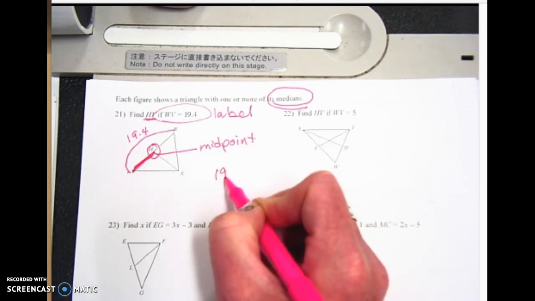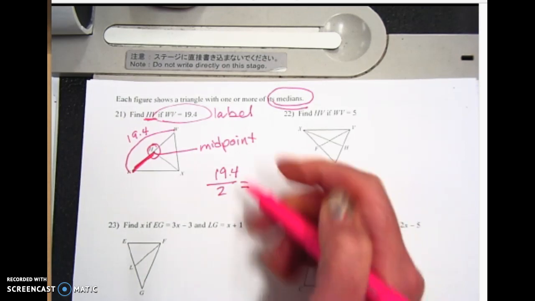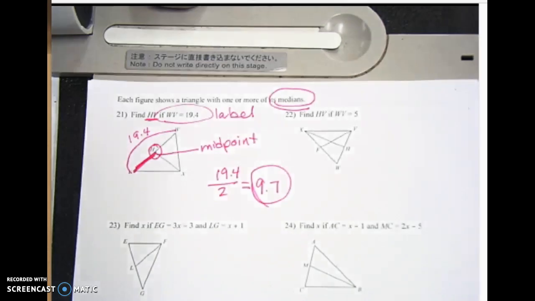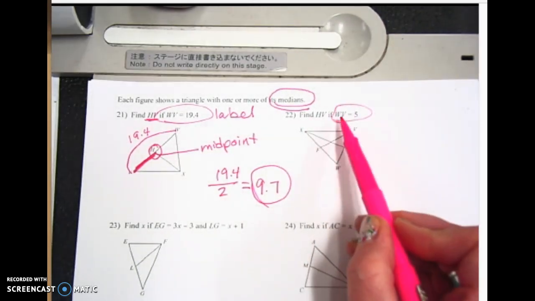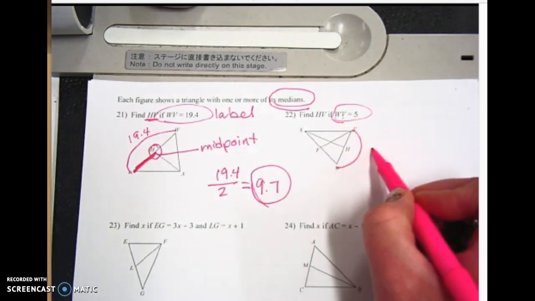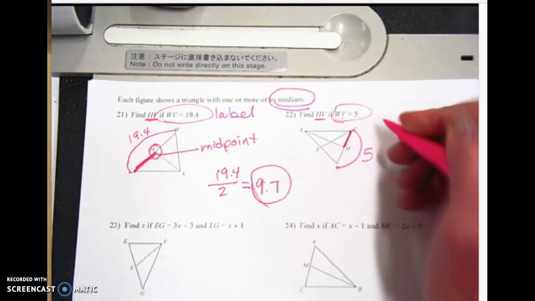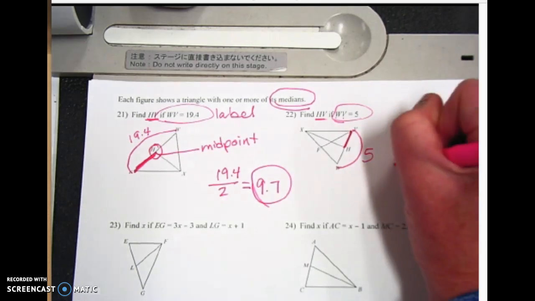So if we take 19.4 and we divide it by 2, we get 9.7. Number 22. So we want to label WV, which is 5, so from here to here. We want to find HV from here to here, so it's clearly half of 5, which is 2.5.